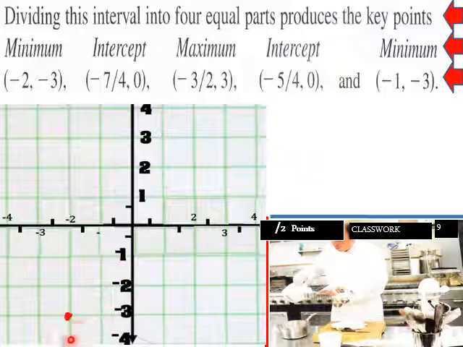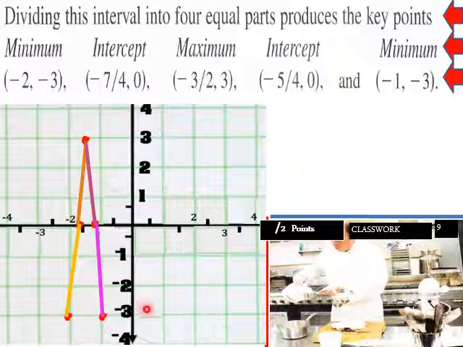So here are our points. When x equals negative 2, y equals negative 3. When x equals negative 7 fourths, y equals 0. And then when x equals negative 3 over 2, we have back up to 3. And then when x equals negative 5 over 4, back to 0. And then when x equals negative 1, y is back down to negative 3. So here would be one cycle. And then if you articulate those points, you get something like this.